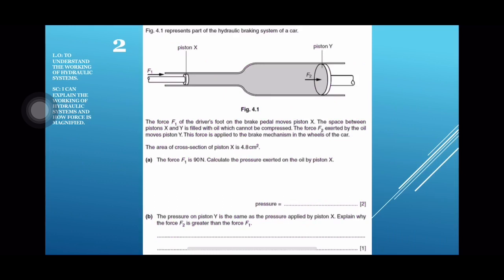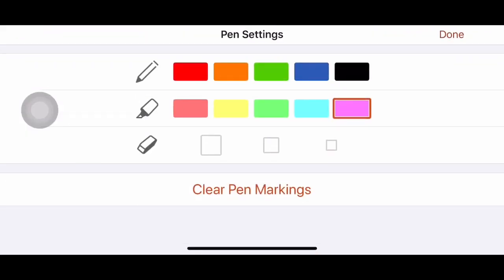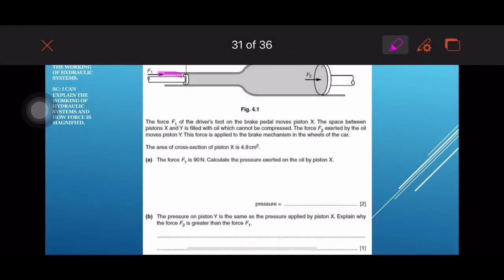So for number 2, figure 4.1 represents the part of the hydraulic braking system of a car. The force F1 of the driver's foot on the brake pedal moves piston X. So the brake pedal is moved by the foot on X, and that's the smaller area. The force F2 exerted by the oil moves piston Y over here. This is piston Y, this is piston X, the small one. The force is applied to the brake mechanism in the wheels of the car.